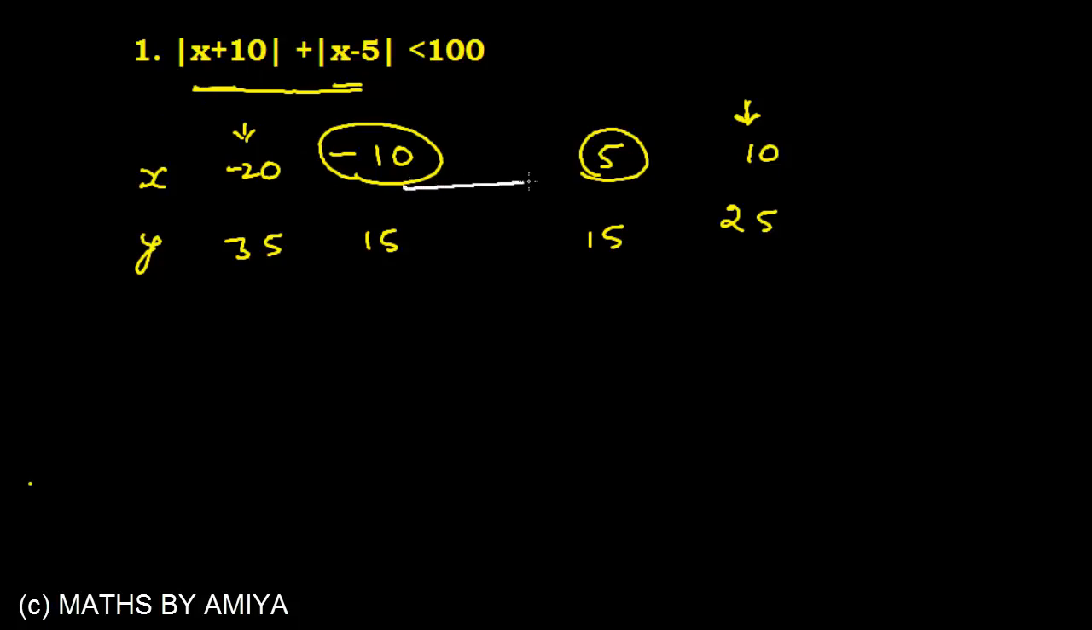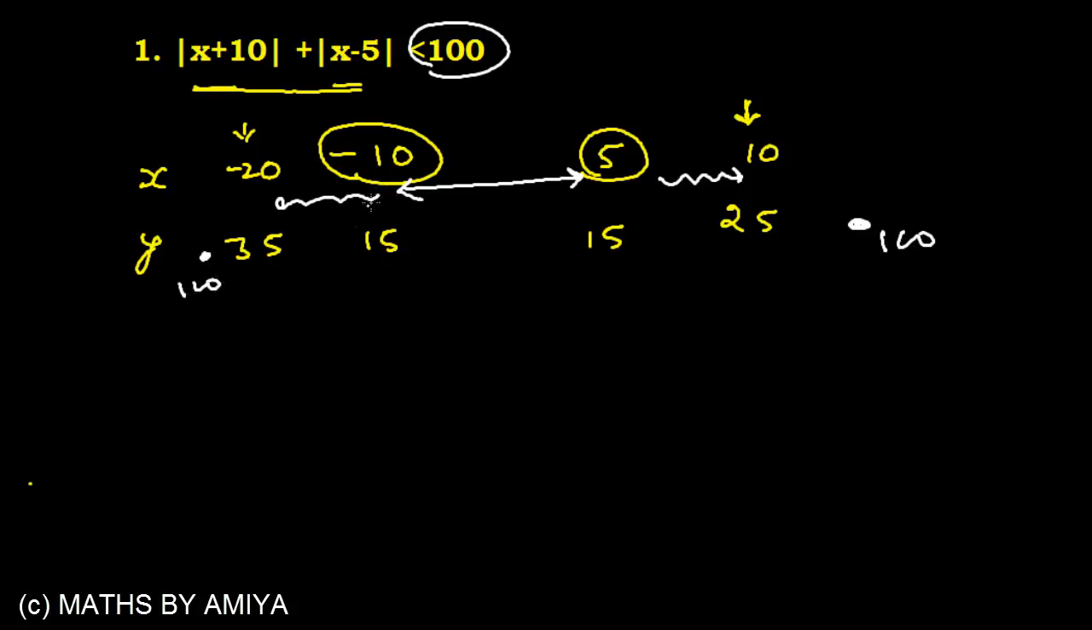Not all. These two are the roots. These are the derived values. Okay. And what we want? We want 100. 100 is here. I hope this one is clear.